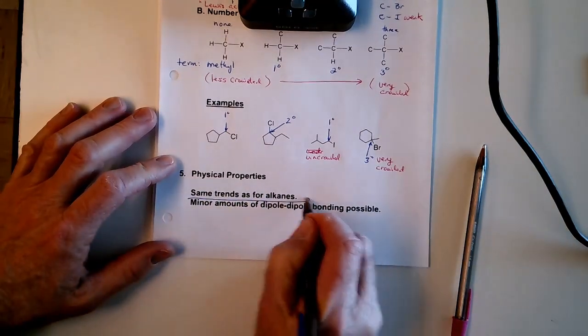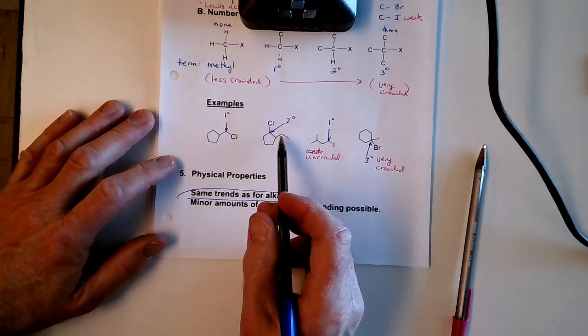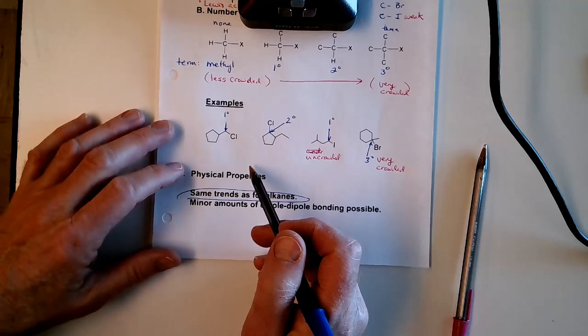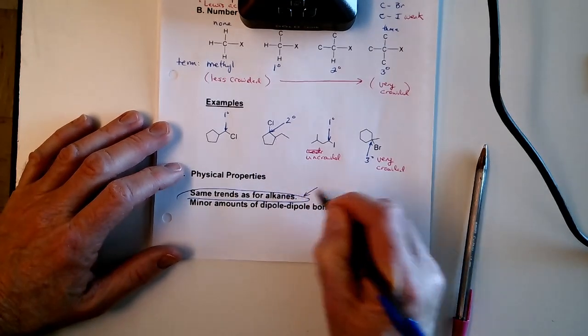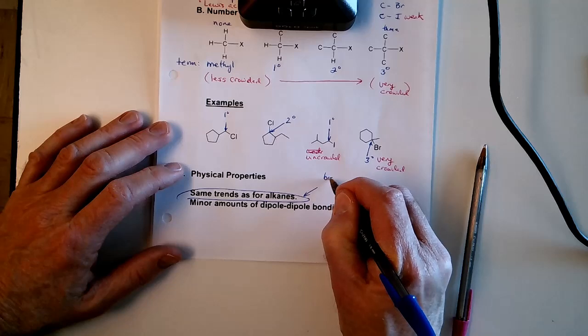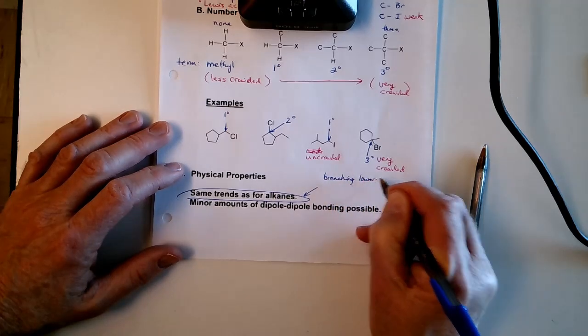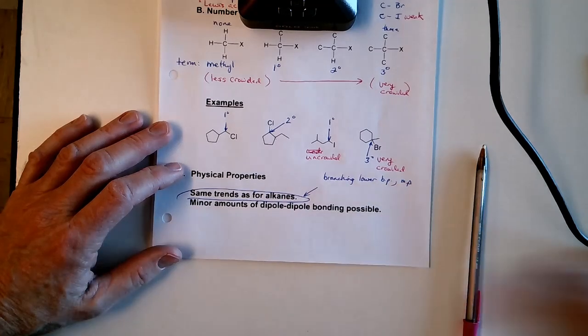Same as for alkanes. Not a nickel for the difference. Now they're a little bit heavier at a given number of atoms, right? Because chlorine is heavier than hydrogen. But at the same molecular weight, it doesn't matter at all. The trends are things like, what do we say, branching lowers boiling point and melting point. So if you remember that, you don't need to write it down.